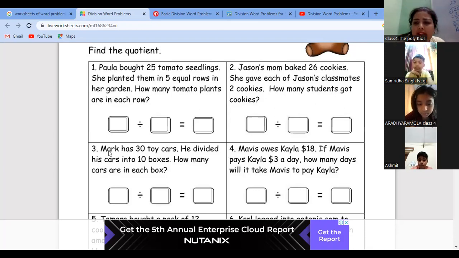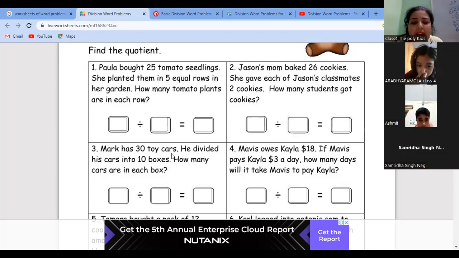Now this one is for Aradhya. Mark has 30 toy cars. He divided his cars into 10 boxes. How many cars are in each box?